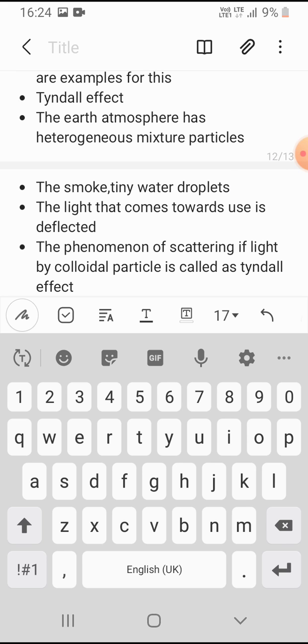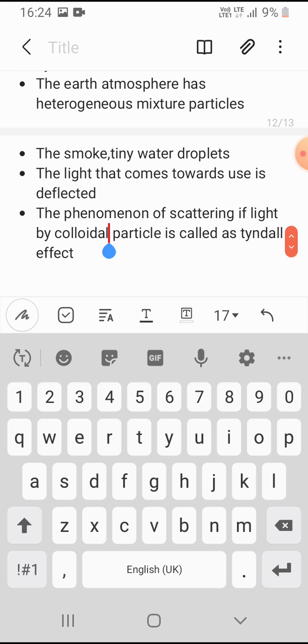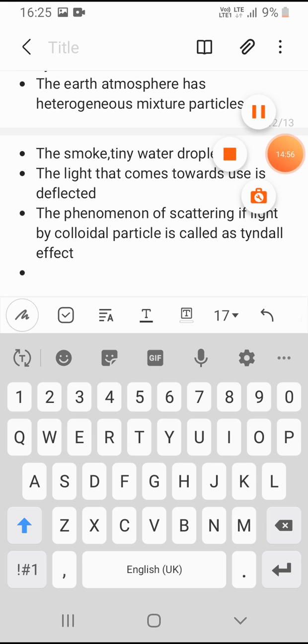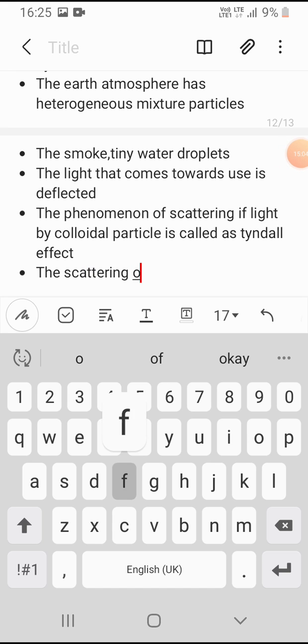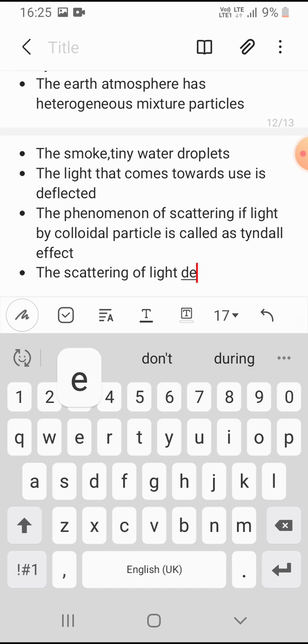We can say the phenomenon of scattering of light by a colloidal object, meaning smoke, tiny water droplets, or anything it may be, is called the Tyndall effect. So the answer to explain what the Tyndall effect is for 1 mark. The scattering of light depends on the size of the object.